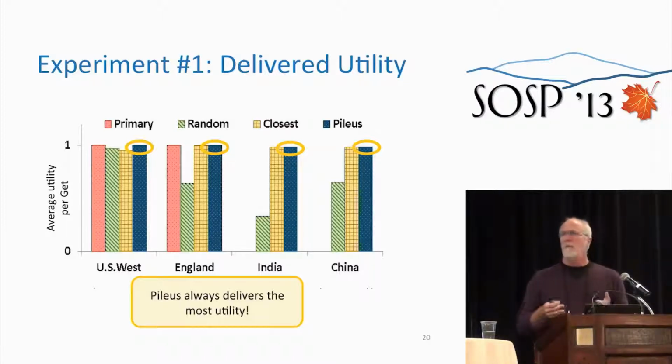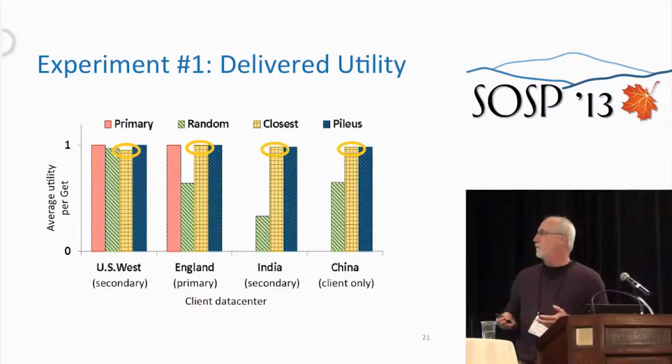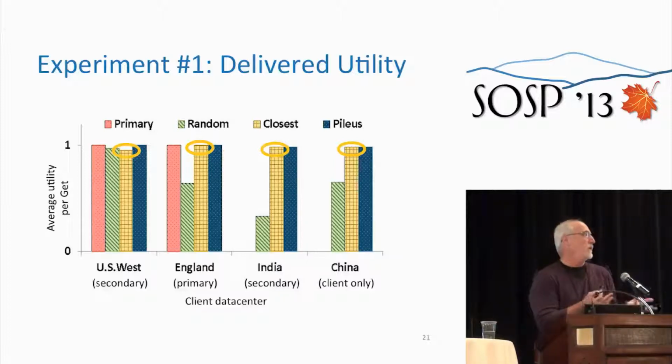But you might say, well, wait a minute, what about this closest scheme? It looks like it's pretty similar to Pileus. What's going on there? Well, in the case of the closest scheme and Pileus, when they're both in the primary data center, of course they do the same. For the clients running in India and China, Pileus is just marginally better. It's not really very significant.